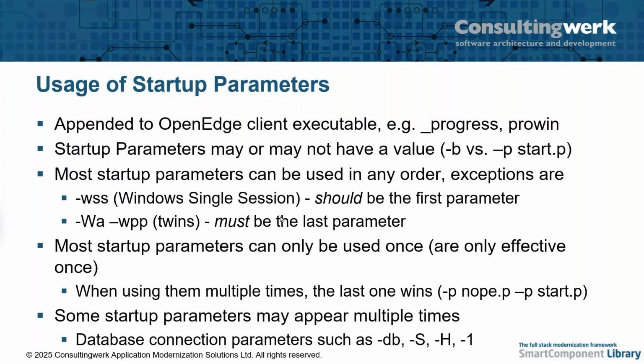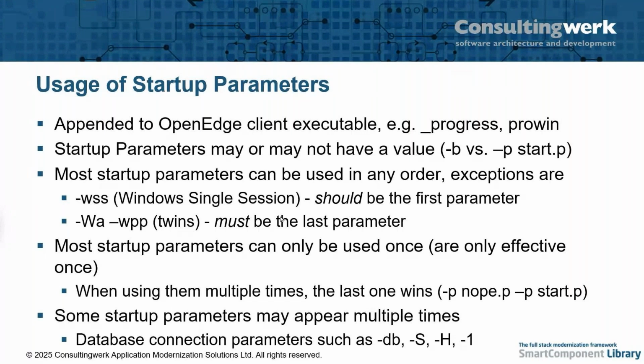Minus WA, WPP, so that's kind of like a twin parameter. That must be the last parameter. Minus WA is a very specific Windows behavior. So the Windows single session is also specific Windows behavior. So some of the handling of some of these parameters is very specific in the Windows client.